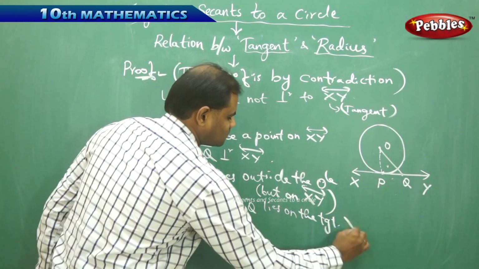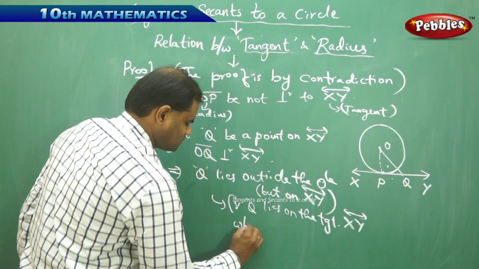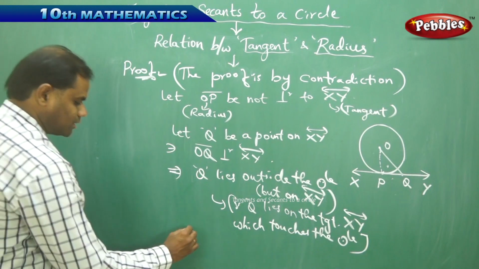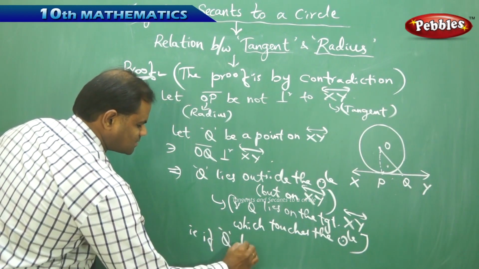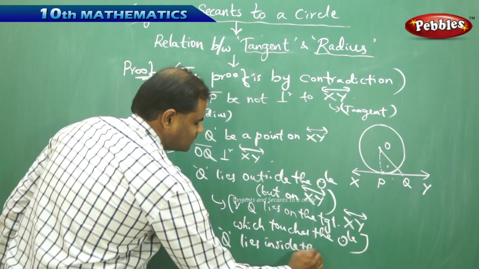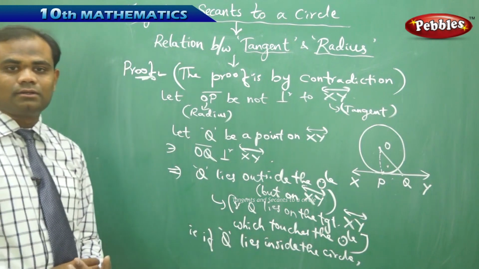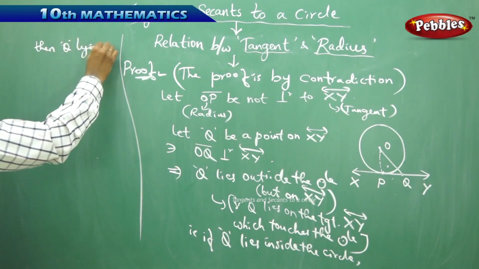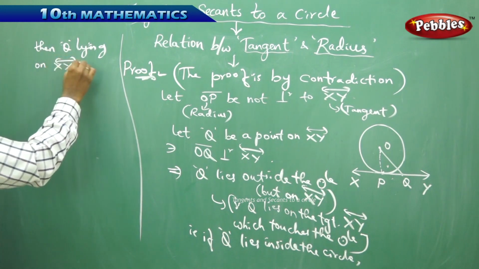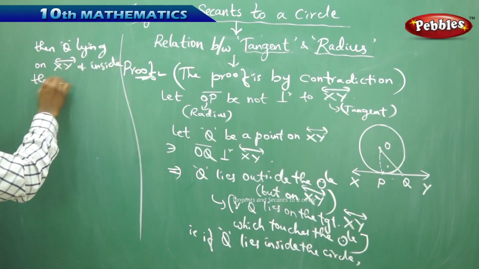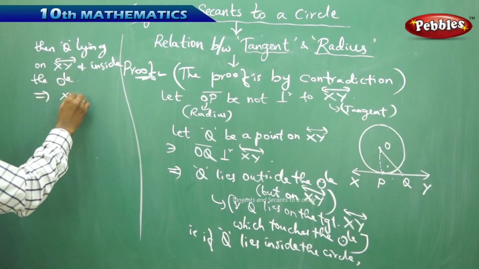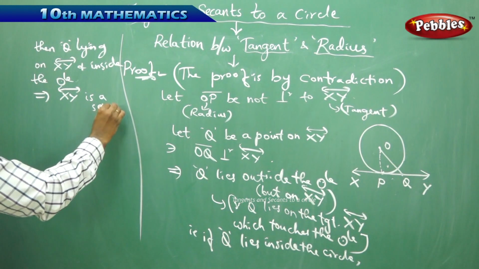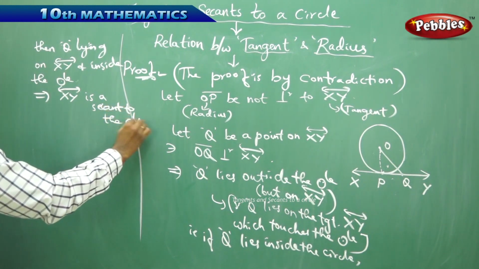tangent XY, which touches the circle. That is, if Q lies inside the circle, then Q lying on XY and inside the circle implies XY is a secant to the circle, because it acts as the secant.